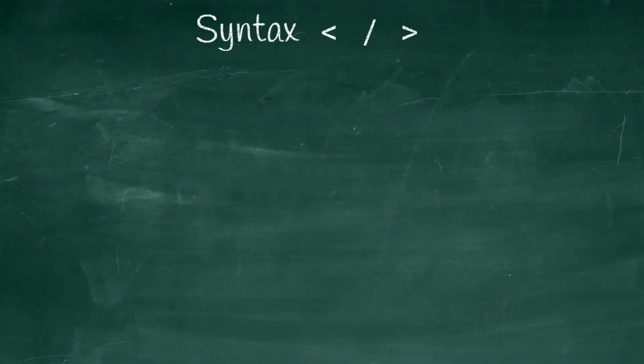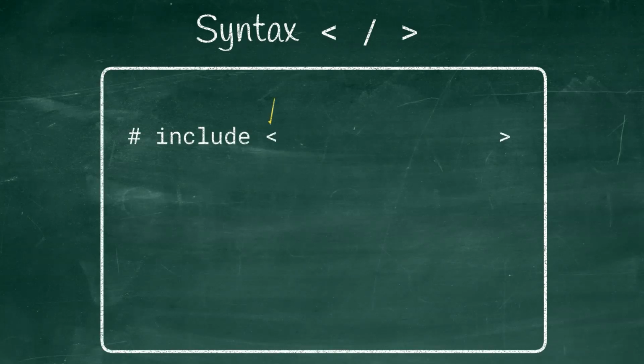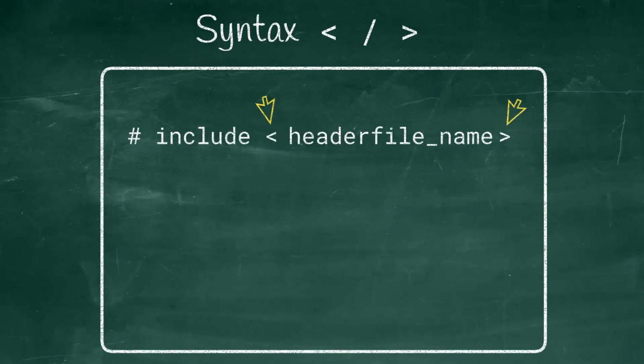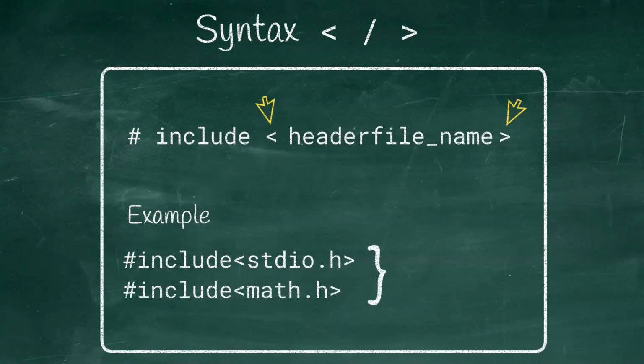So the syntax to include a header file in a C program is hash include, and within these symbols we write the name of the header file. For example, #include <stdio.h>, #include <math.h>. Each of these files contains their own function declarations.